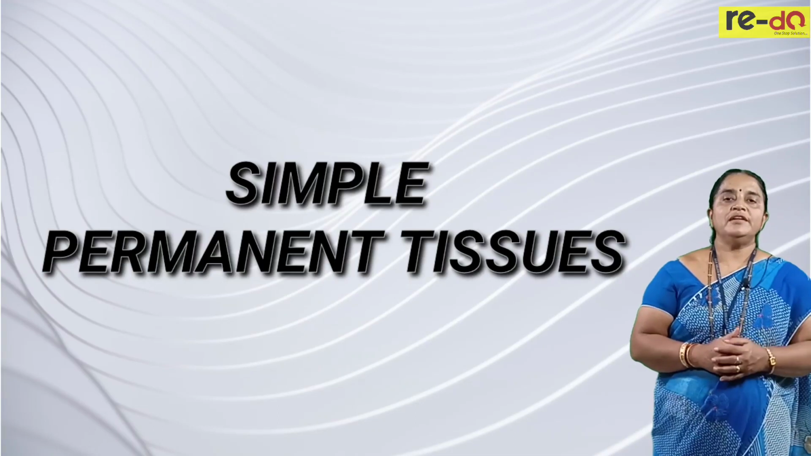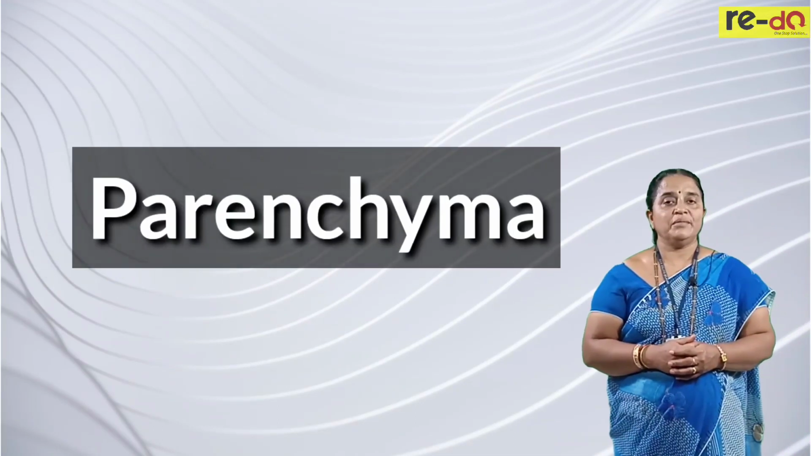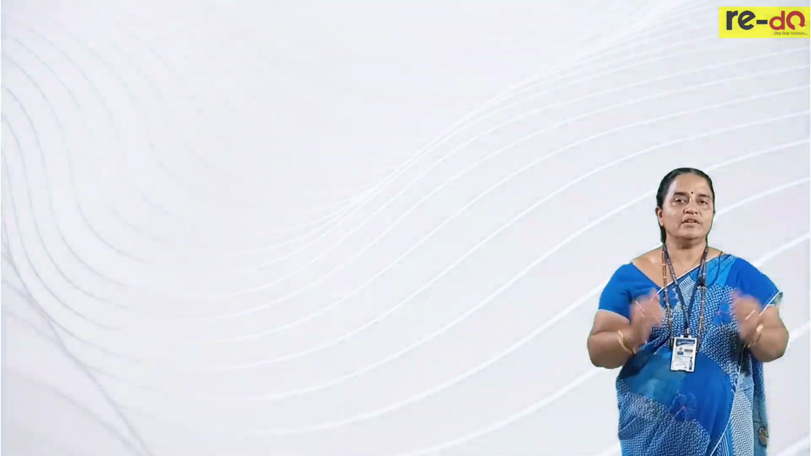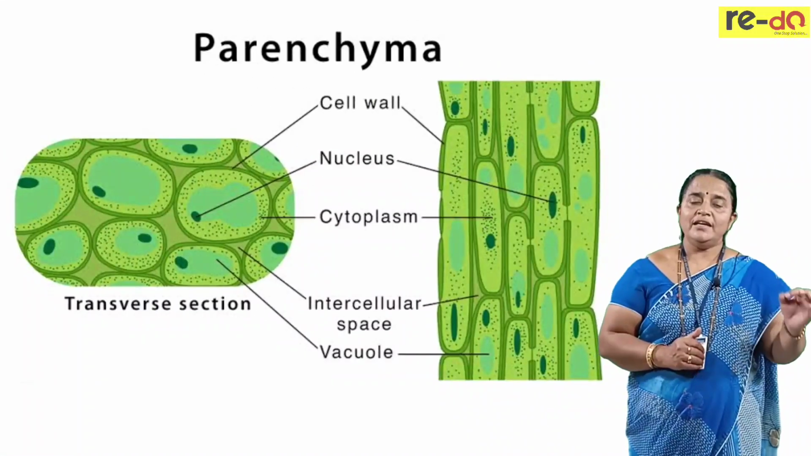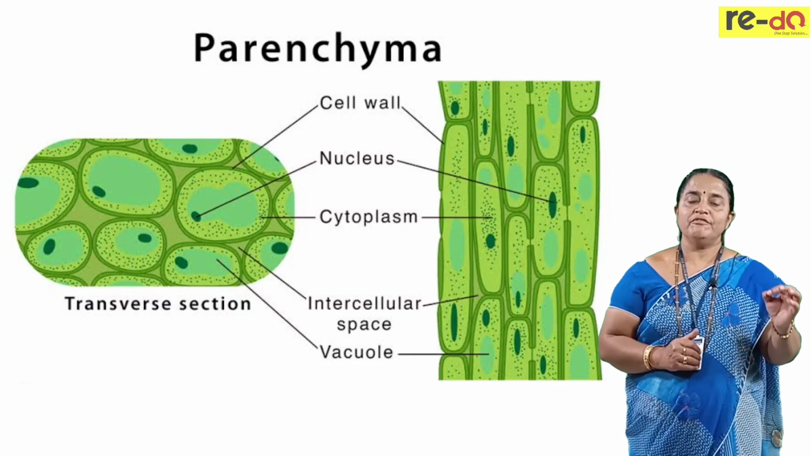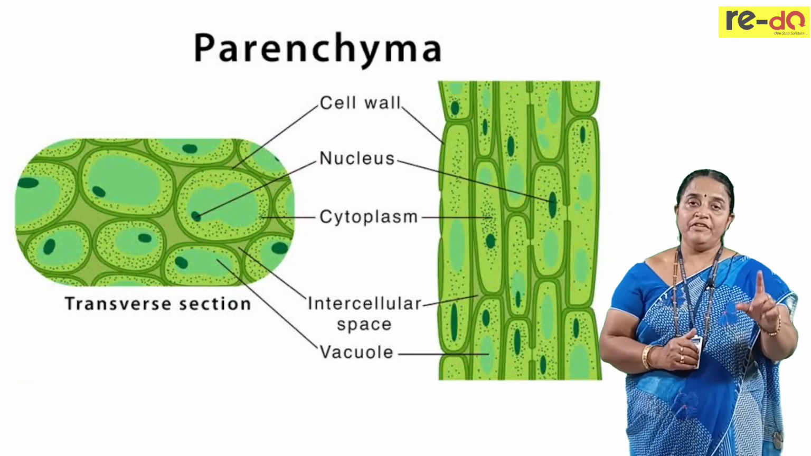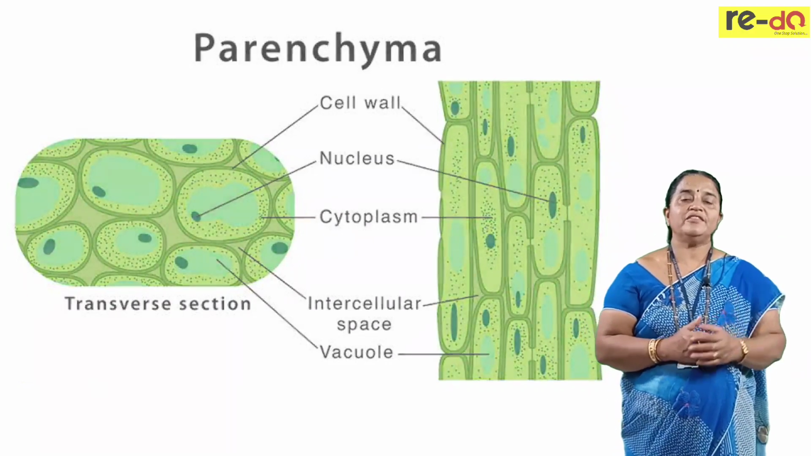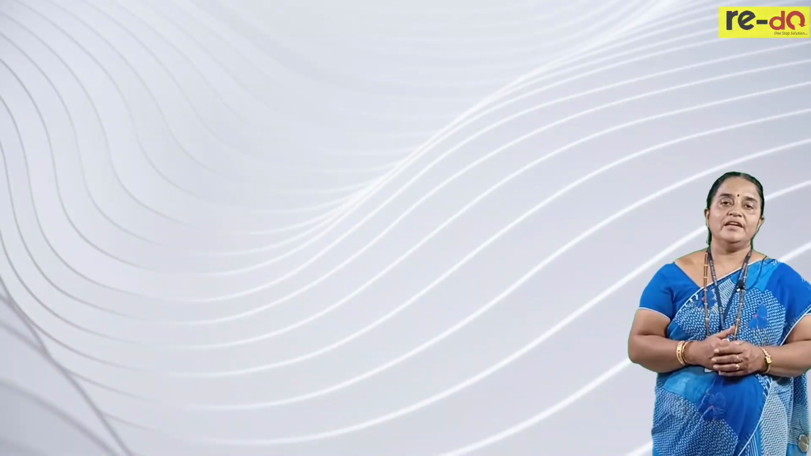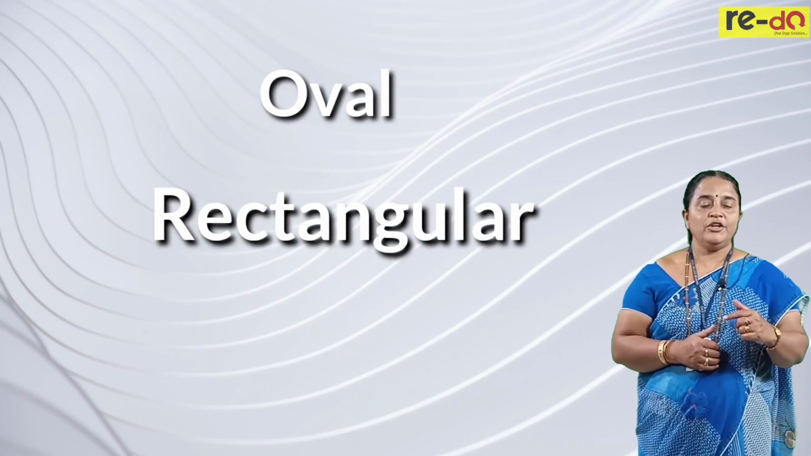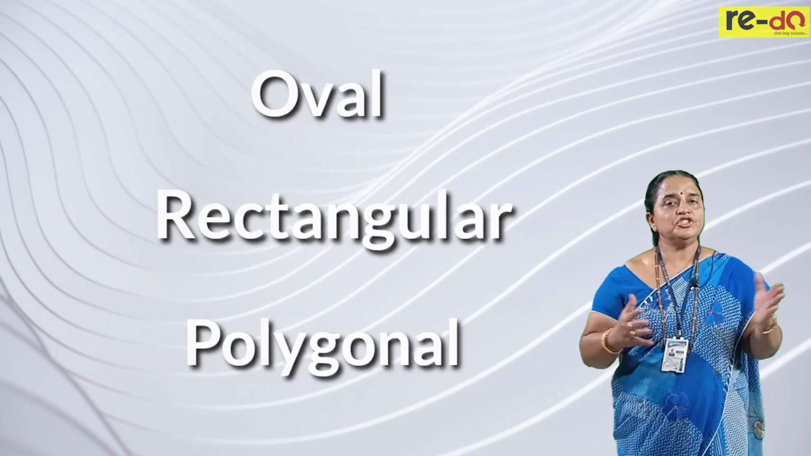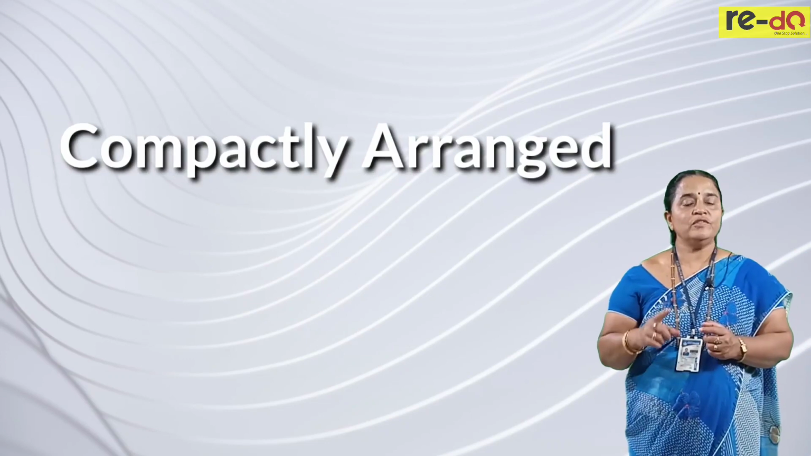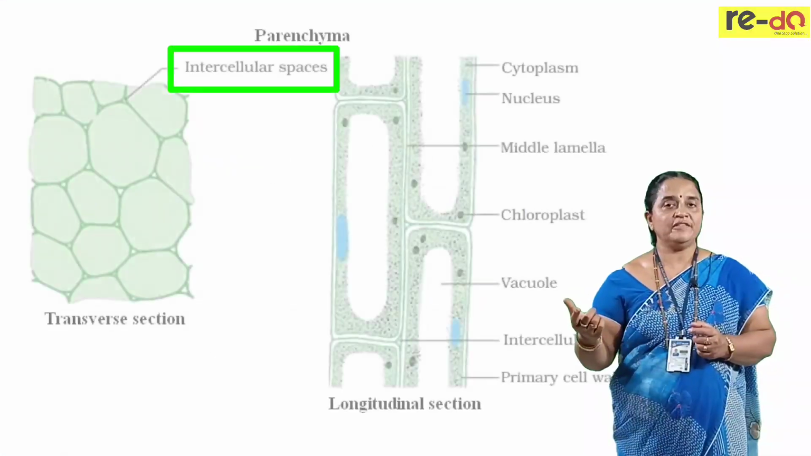The most fundamental tissue in the plant body is parenchyma. You give any function to this parenchyma cell, and they are ready to work. Any layer in the plant body, wherever you find a modification, parenchyma is available there. Like meristem, parenchyma cells may be oval, rectangular, polygonal, so we find various shapes. Either they are compactly arranged or they are loosely arranged with intercellular spaces.